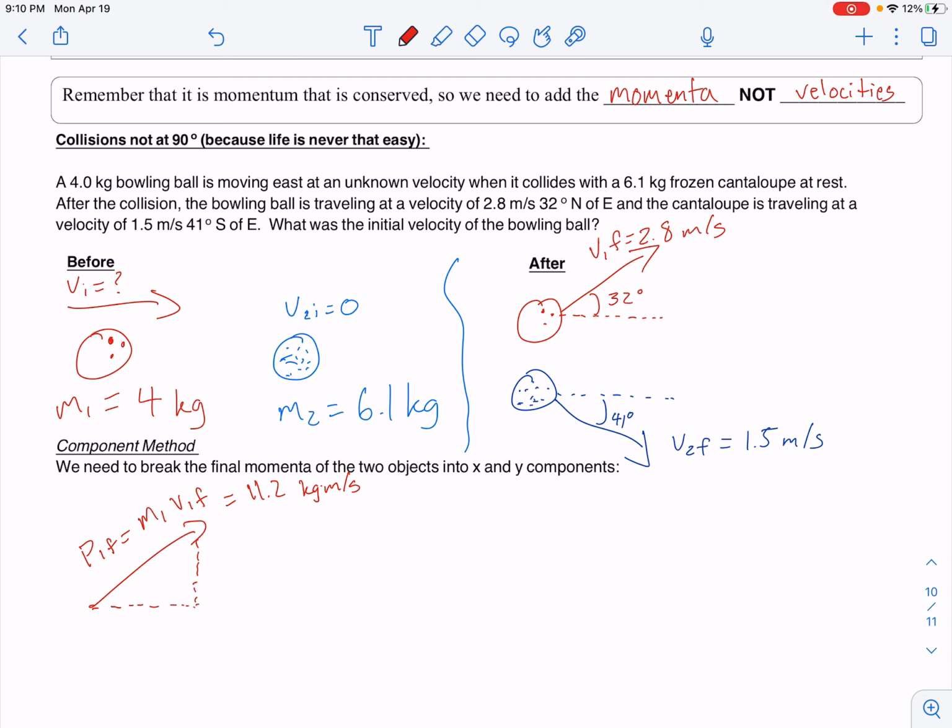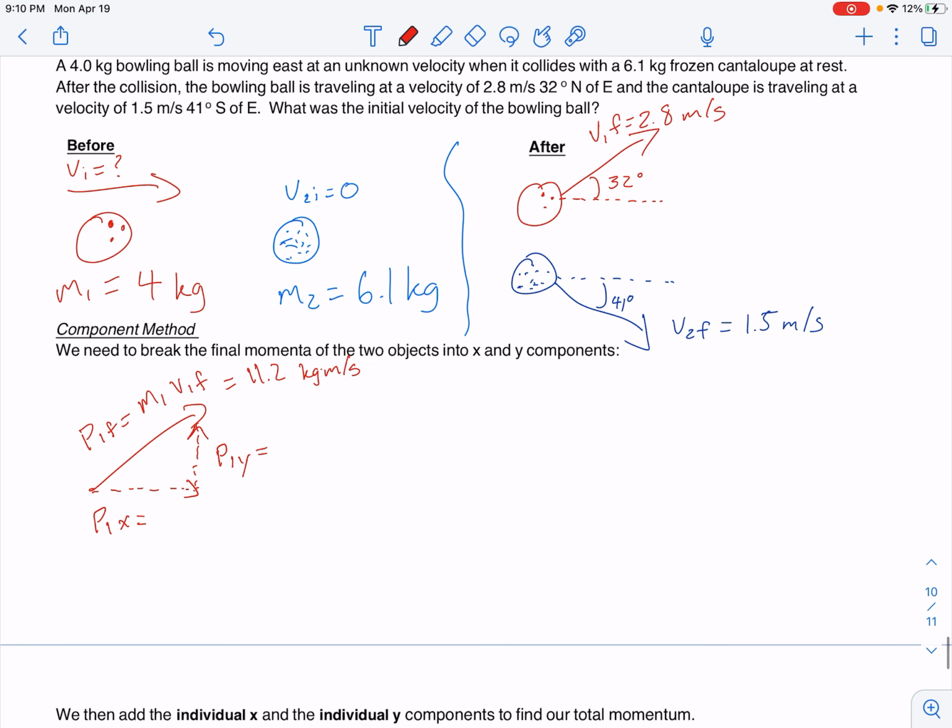However, what we want to do here is break this down into its x and y components. So we can say we have P1y and P1x, and we have our angle here, which is 32. Now, this is pretty simple. Again, this is what we've been doing all year, right? We're just breaking down a two-dimensional motion into its x and y components.